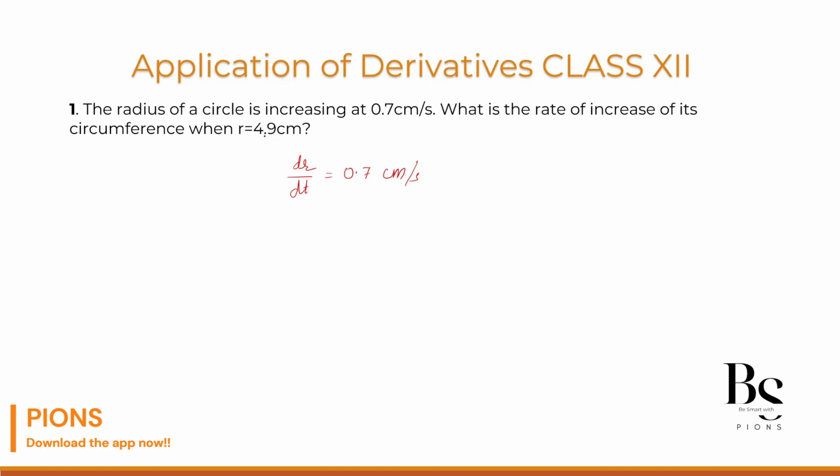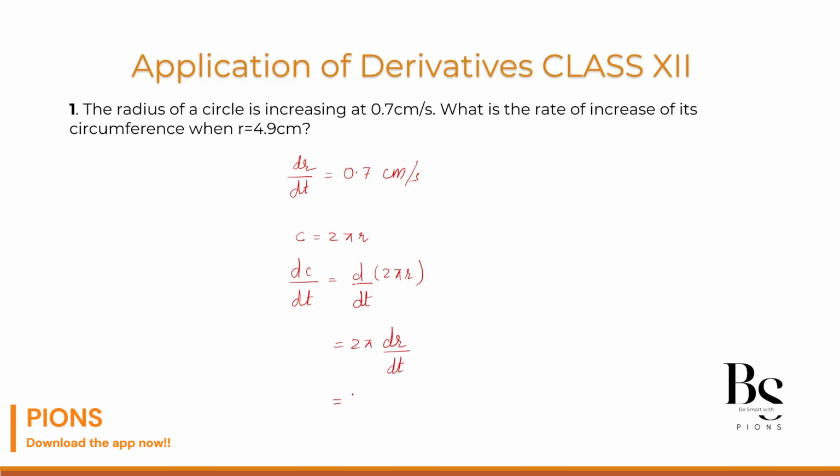You have to be very careful. You don't have to put this initially. You have to put the given value of r, the radius, at the end. So what is the circumference of a circle? That is 2 pi r, correct? If we differentiate, it will be dC by dt, which is d by dt of 2 pi r. When you are differentiating, 2 pi is a constant, it will be taken out, and you are left with dr by dt.